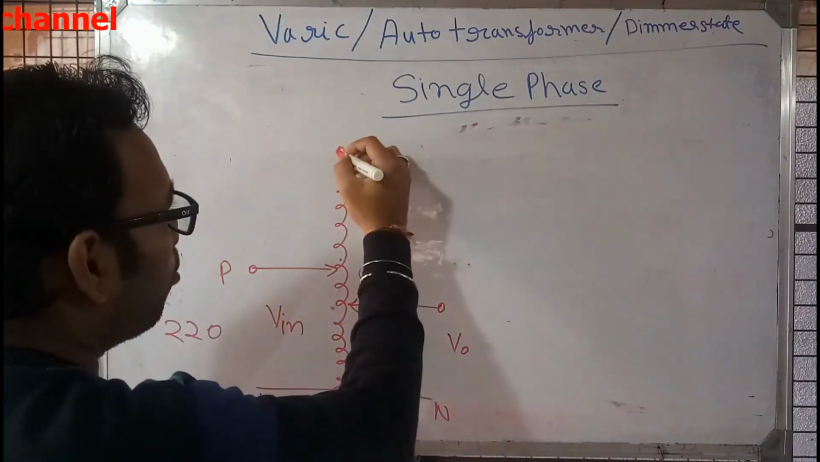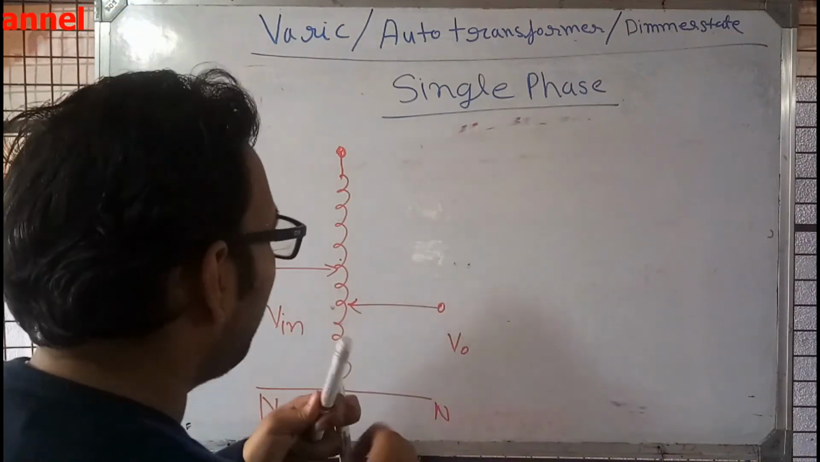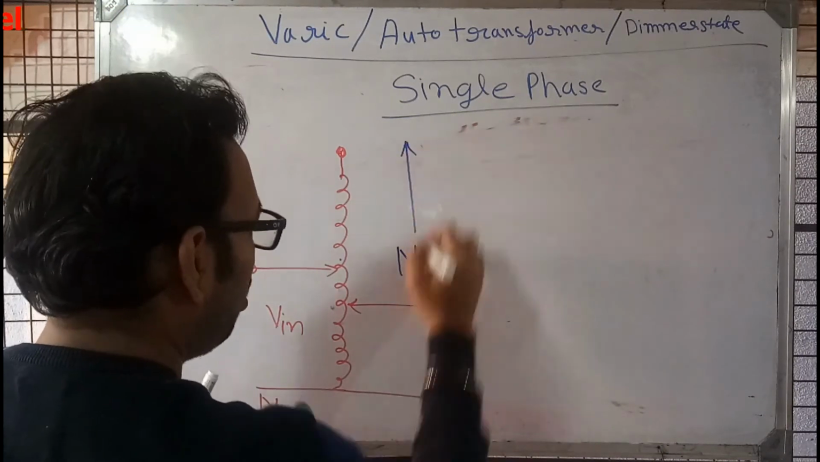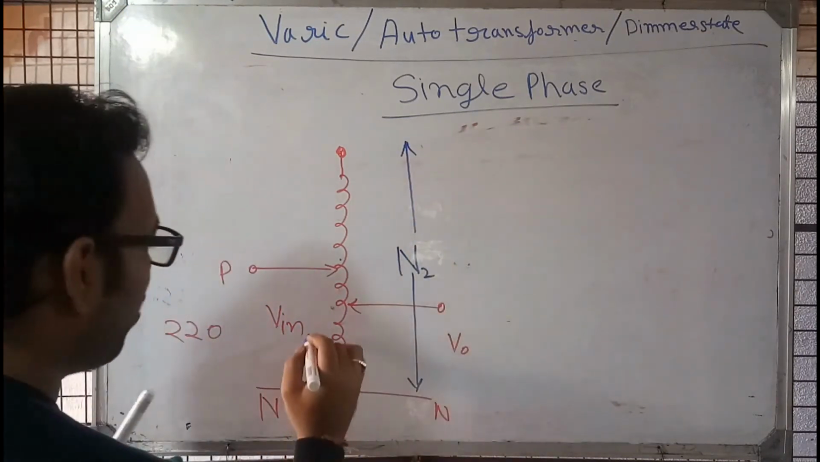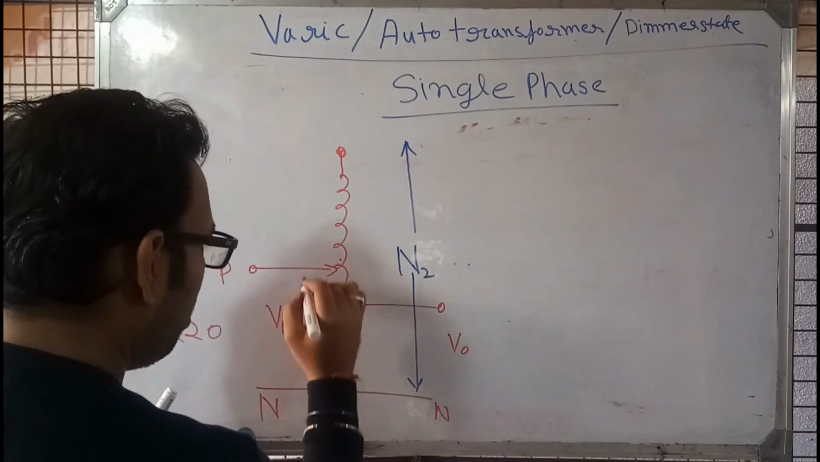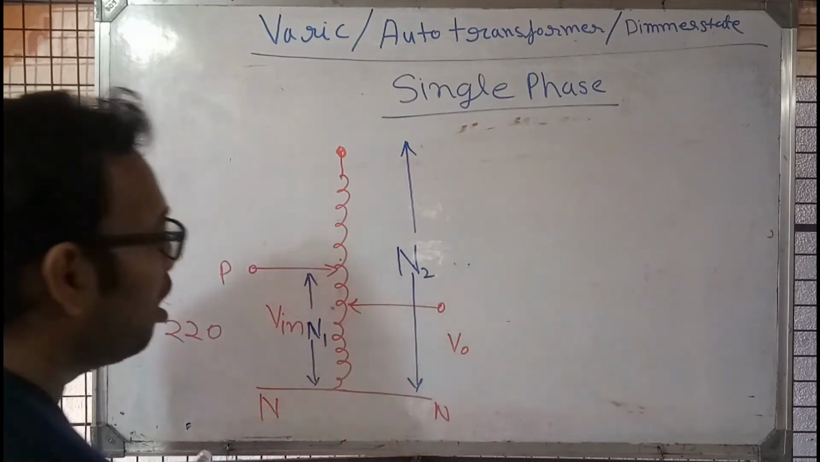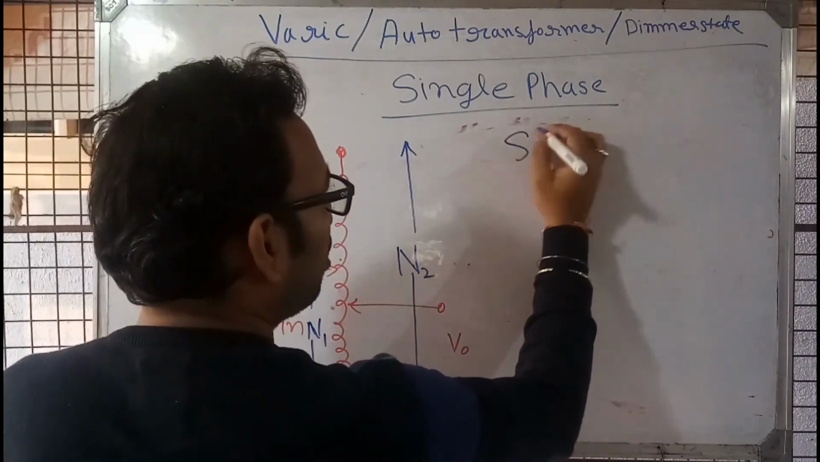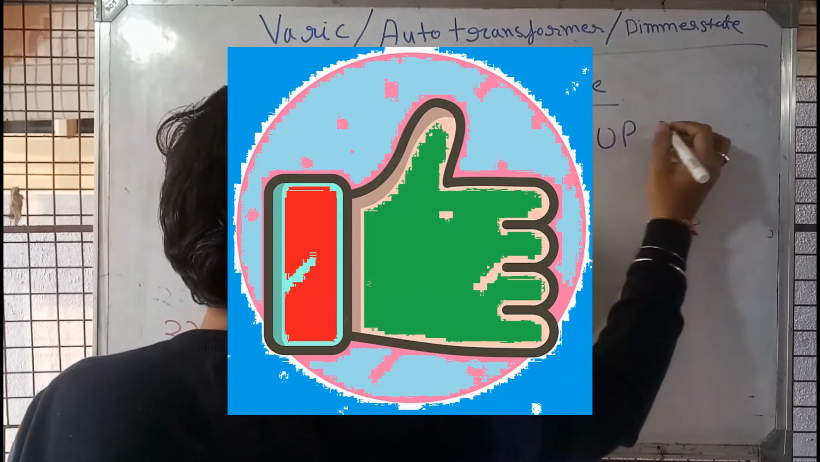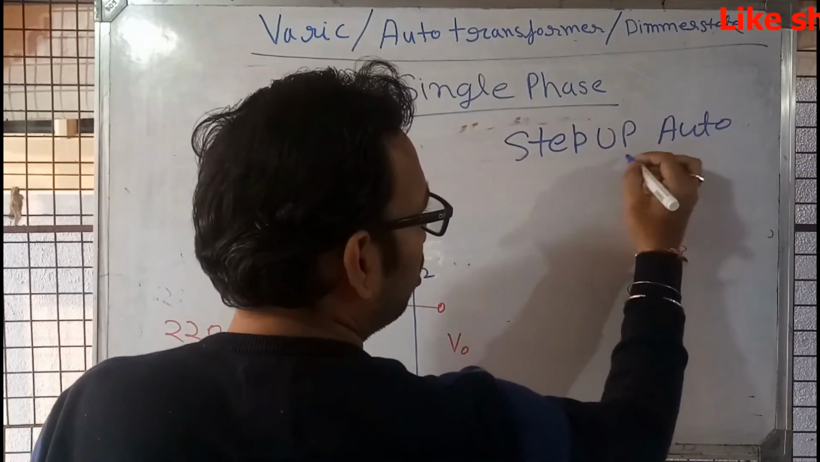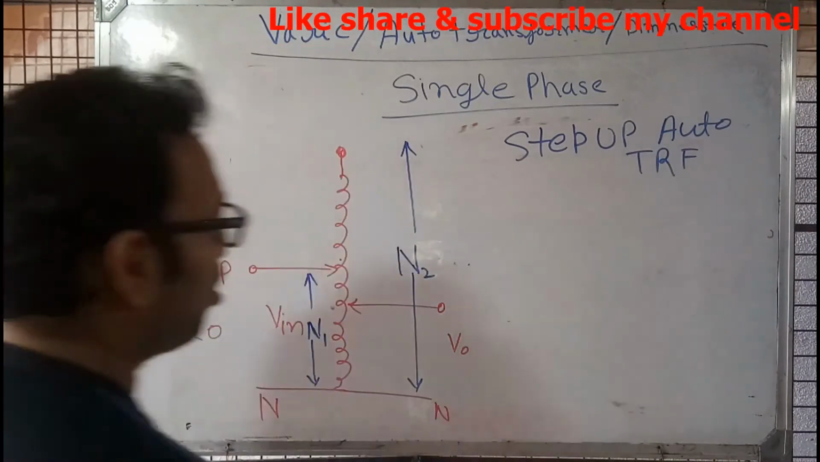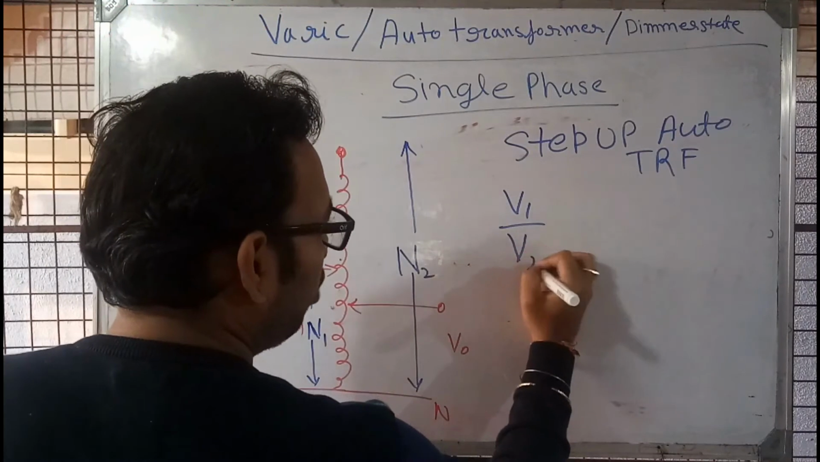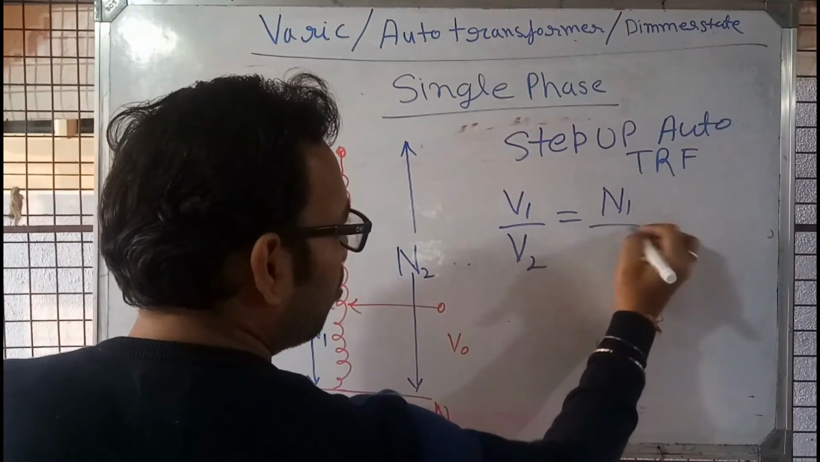This is up to this point, so the total turns is here, N2 is from here to this point, and N1 is from this point to this point. So this is my step up transformer. So this is step up auto TRF. TRF means transformer.